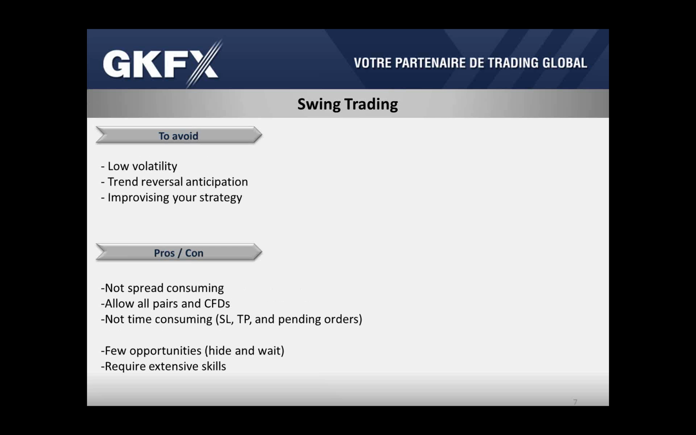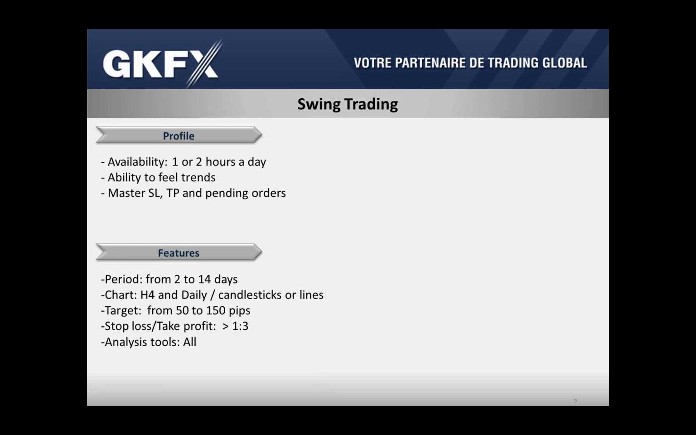To avoid, first of all, you better avoid low volatility, once again because your target is quite wide, between 50 and 150 pips. You better avoid anticipating trading reversal.